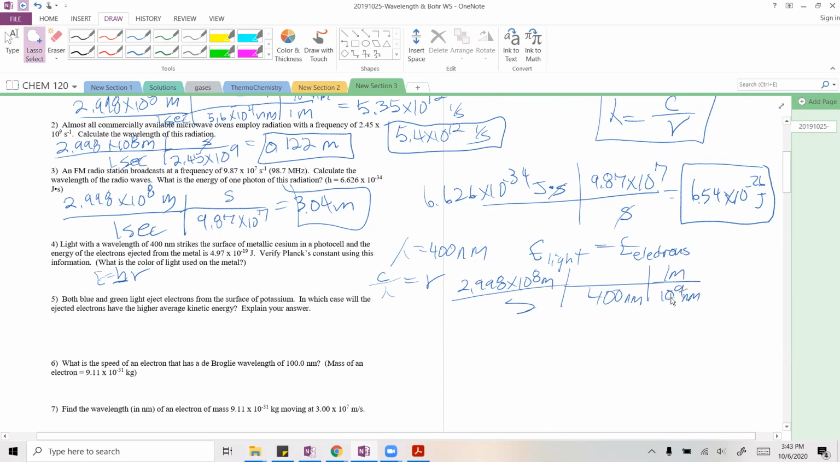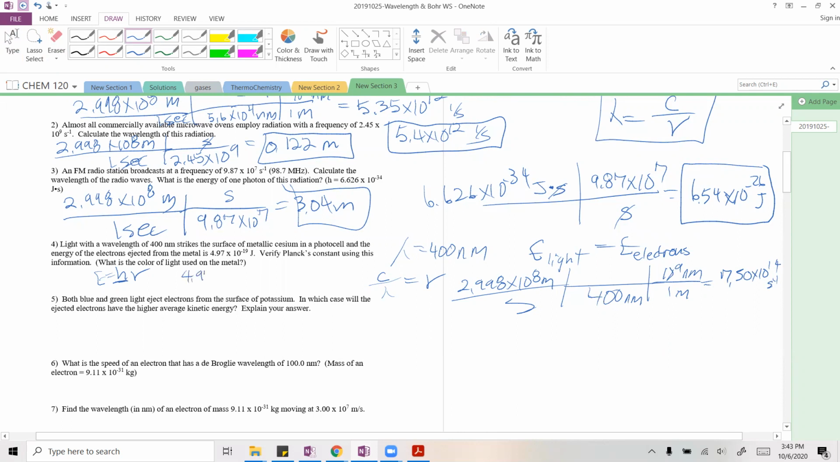Nope, sorry. Got those flipped. We need them going the opposite way. So we need 10 to the 9 nanometers up on top, 1 meter at the bottom. And so that frequency becomes 7.50 times 10 to the 14, not negative 14, just 14, seconds to the minus 1. And then we can plug that in for our frequency and use that energy.